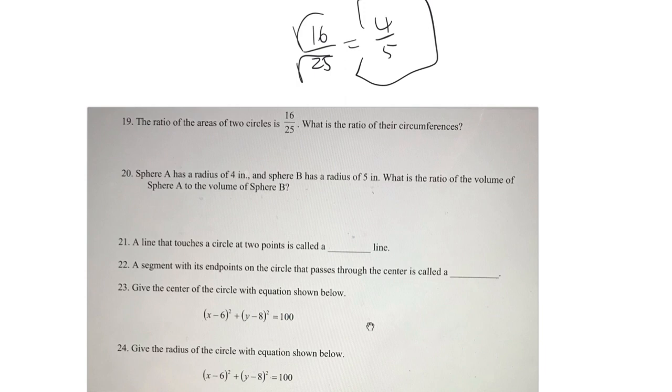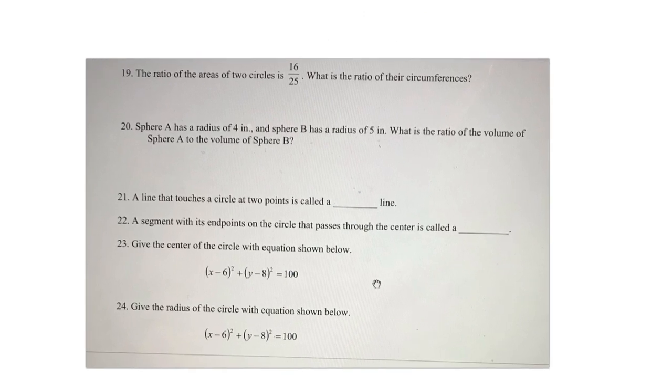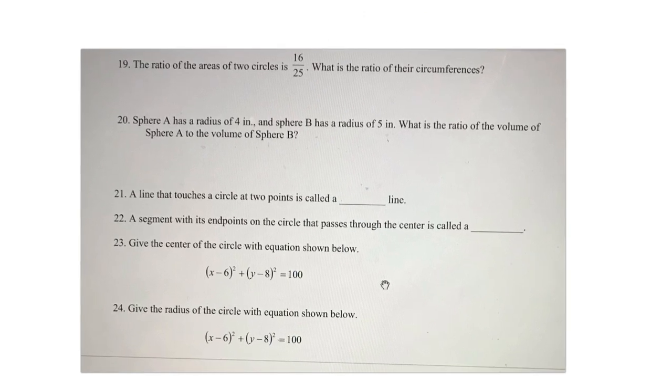All right, number 20, sphere A has a radius of 4 inches, sphere B has a radius of 5. What's the ratio of the volume of sphere A to the volume of sphere B? Okay, so radius is a single dimension measurement of length. And we know that the ratio of those dimensions is 4/5.